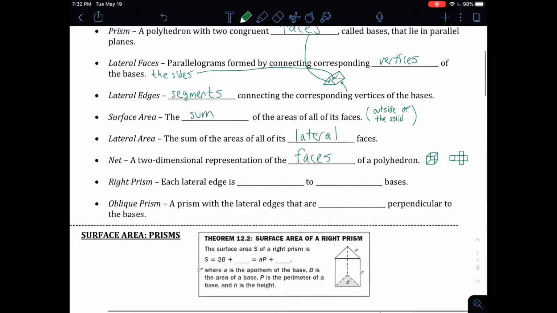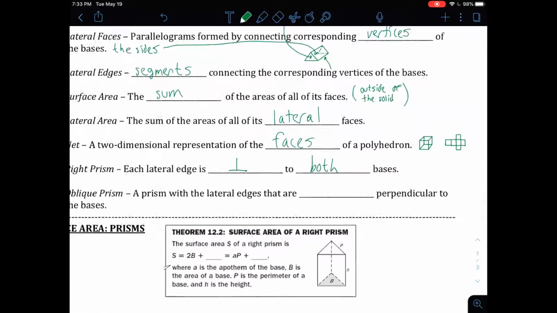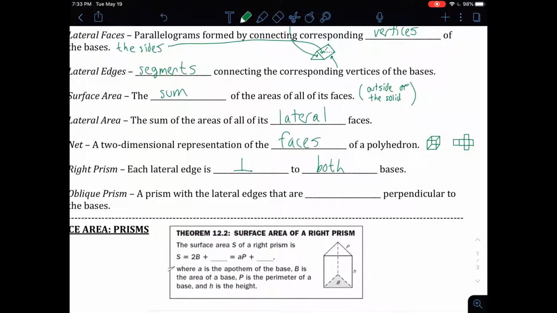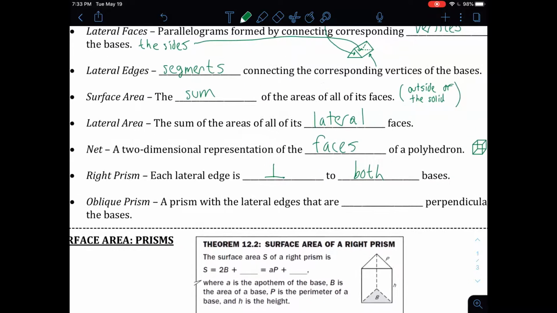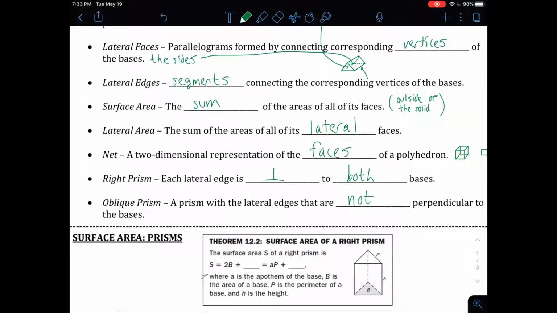I don't know if you guys have made cubes before with origami or anything, but all right. A right prism is one where each lateral edge is perpendicular to both bases. And an oblique prism is a prism with lateral edges that are not perpendicular. Are what? Not perpendicular, or they are slanted.